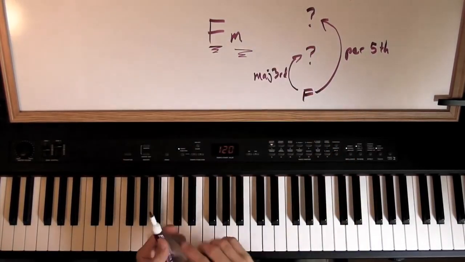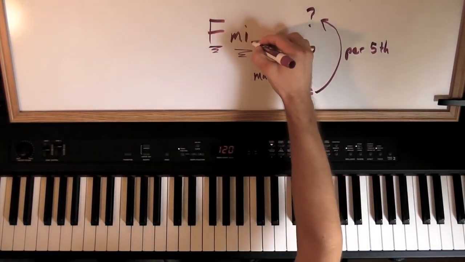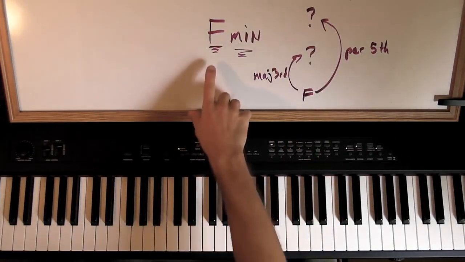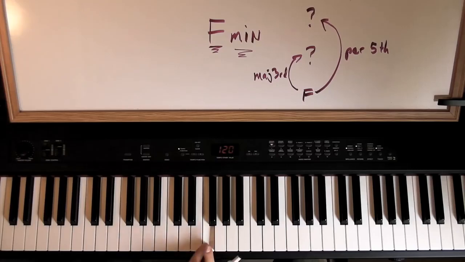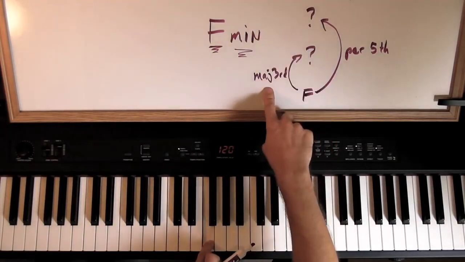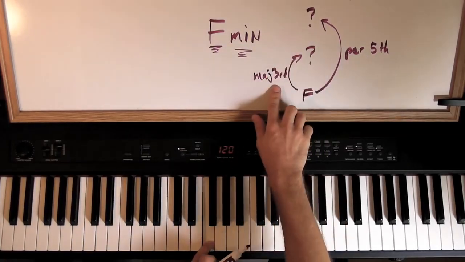So let's say we actually wanted to do this time. All right, so for a minor chord, we have the same root note, so we're going to start on F again, but our quality is different. This is telling you that now you need a minor third. That's why this says minor. You're going to be doing a minor third here.